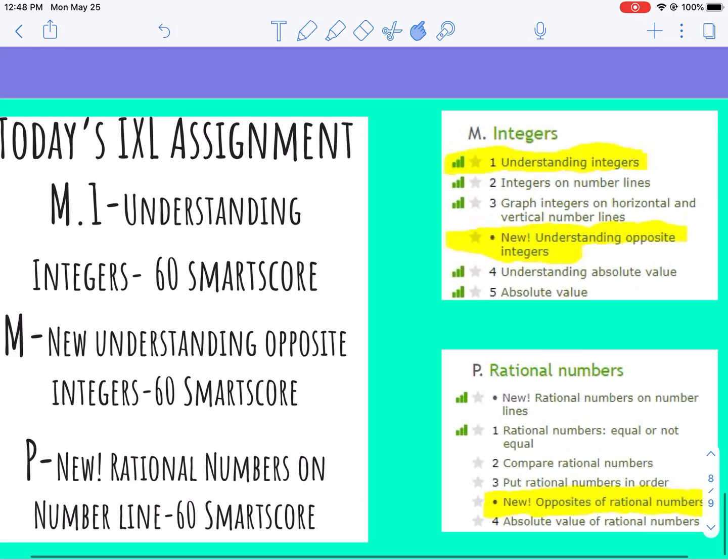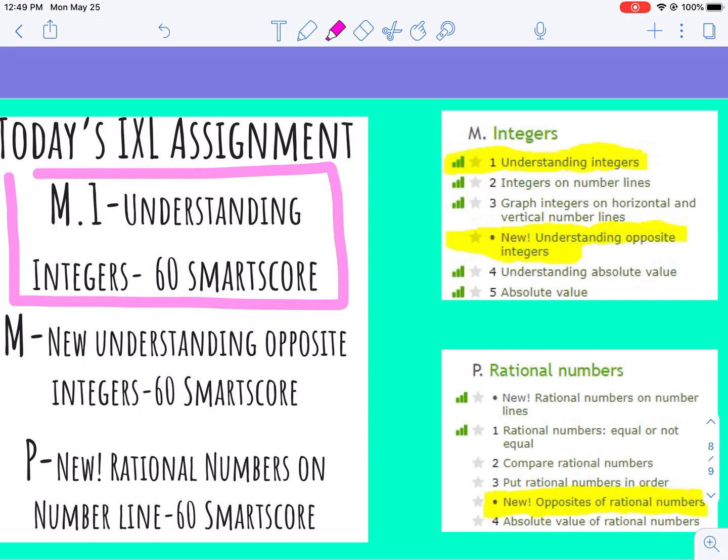All right. So here's a breakdown of today's IXL assignments. You do have 3 strands today, but Mrs. Fates and I agreed since you have 1 more than usual, you only have to get a SMART score of 60 in each of the areas. So the first strand we want you to work on is M.1, and it should say understanding integers. I highlighted what that will look like for you when you go into IXL.